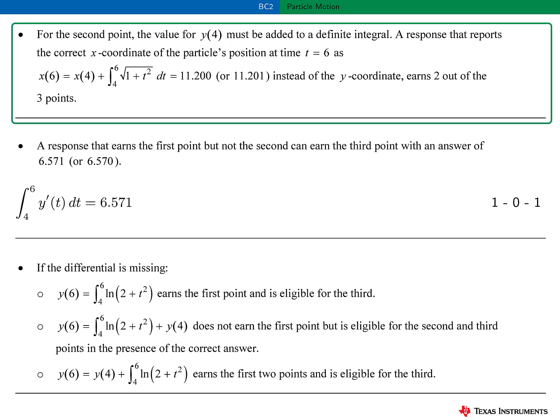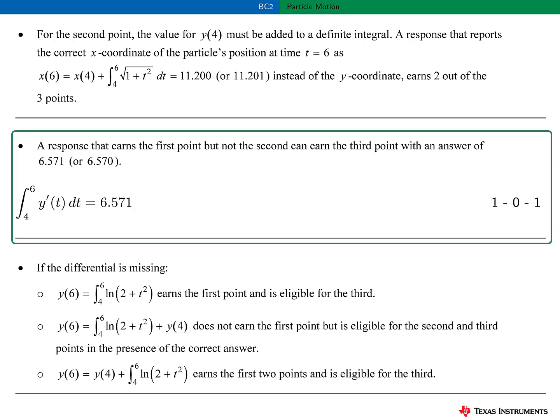I interpret this next item as really two separate thoughts. First, to earn the second point, there must be evidence that the response has added the value for y of 4 to a definite integral. And if the response instead finds the x-coordinate of the particle's position at time t equals 6, all correct, then the response earns 2 out of the 3 points in this part.